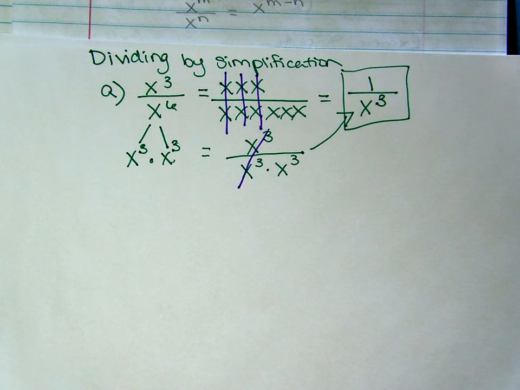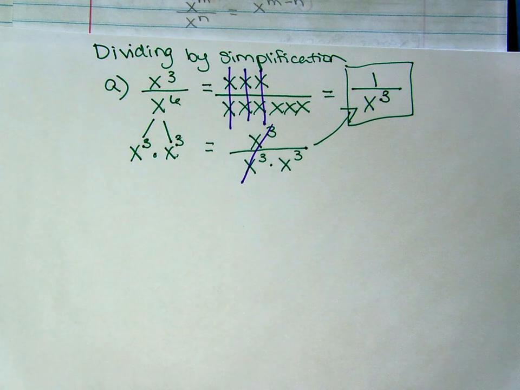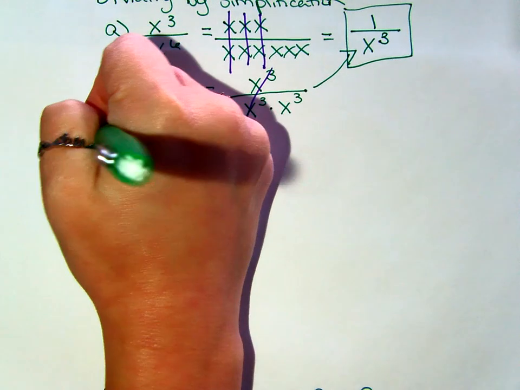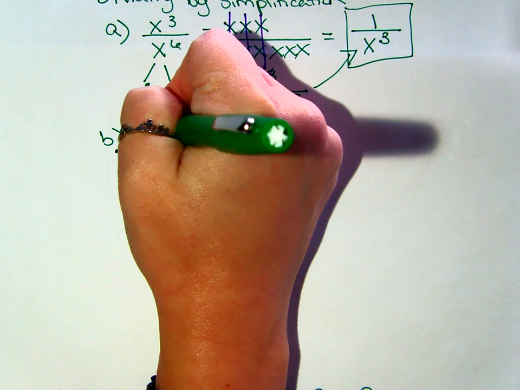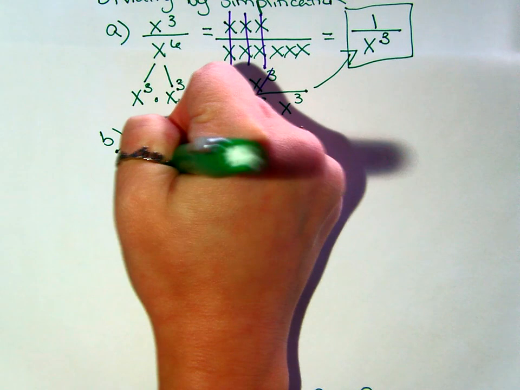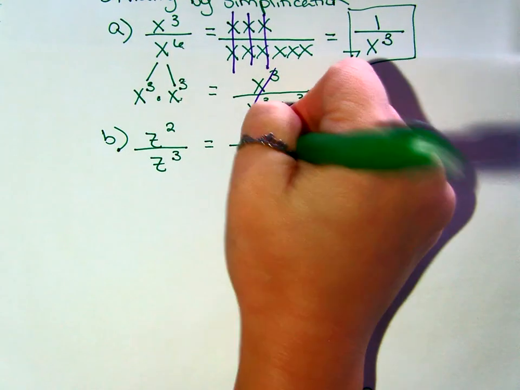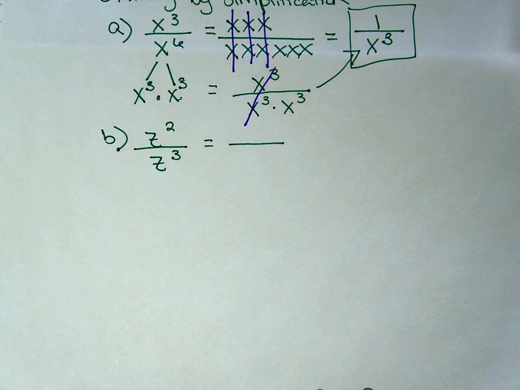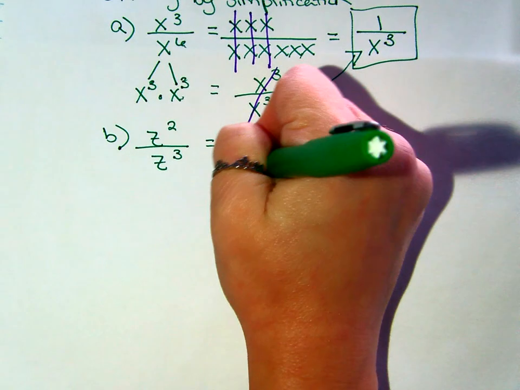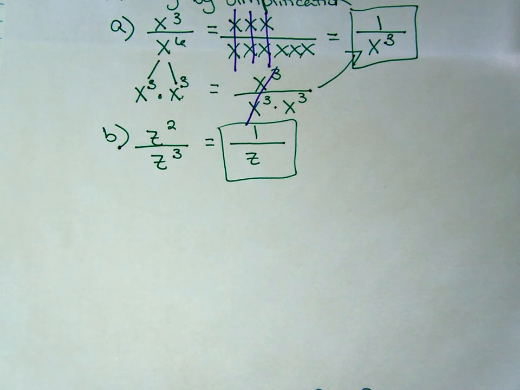Let's do another one. I'm just going to slide it up. We have z to the second over z to the third. And I'm going to do this one even another way, because I like to present as many ways as possible, and you pick which one clicks. If I look at these, where do I have more z's? On top or on bottom? Bottom. I have 3 on bottom, 2 on top. So I have more on bottom. How many more z's are on bottom? 1. I have 1 additional z on bottom.